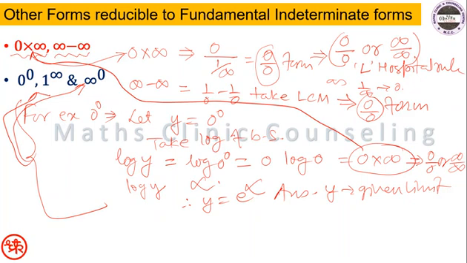So how many forms did we learn today? 0 by 0, infinity by infinity, 0 into infinity, infinity minus infinity, 0 raised to the power 0, 1 to the power infinity, infinity to the power 0. So these are a total of 7 forms we learned today. Is that clear? Examples we will discuss in our next lecture. Till then, wait and study properly the method of L'Hospital rule from this lecture.